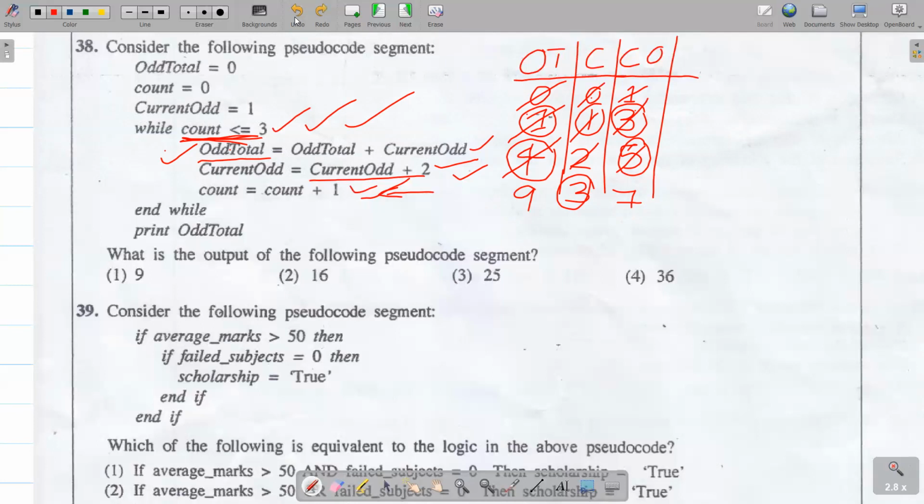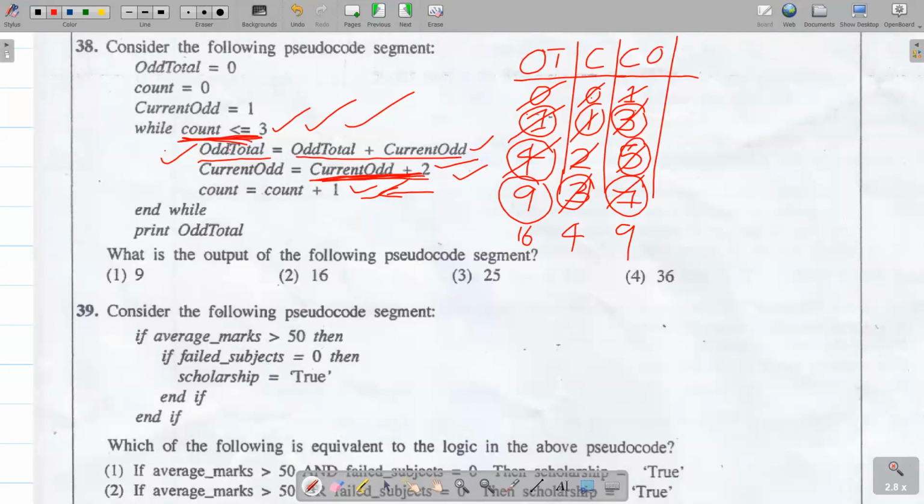So first it says odd total plus current odd. Odd total is 9, current odd is 7. 9 plus 7 is 16. Then current odd will be increased by 2, that means 7 becomes 9. Count will be increased by another 1, count becomes 4.